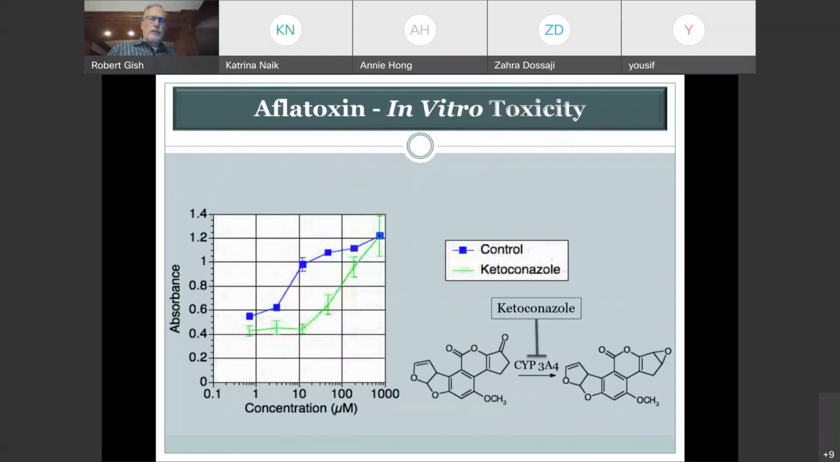Already talked about this. Aflatoxin, unlikely to be a big issue. It's kind of interesting here in terms of looking at ketoconazole. It says aflatoxin in the header. I'm not quite sure about this slide.